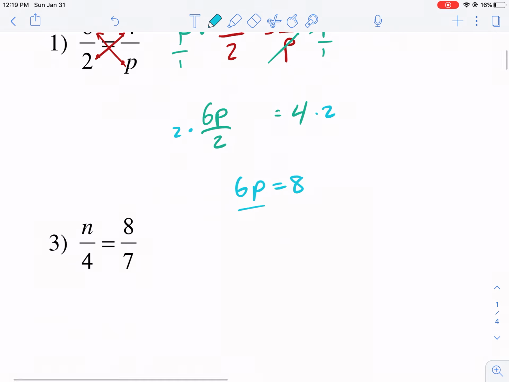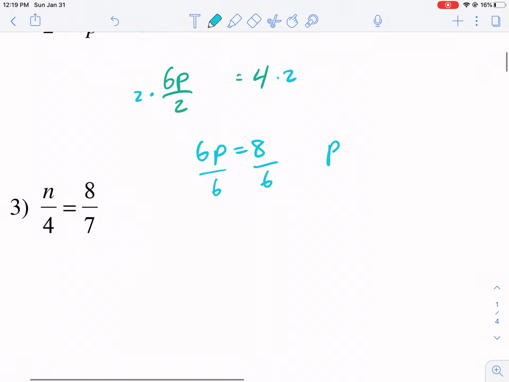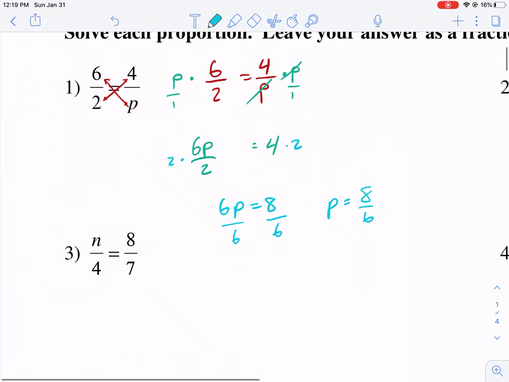And then finally, you would divide by 6. We get p equals 8 over 6, and that would be our answer.